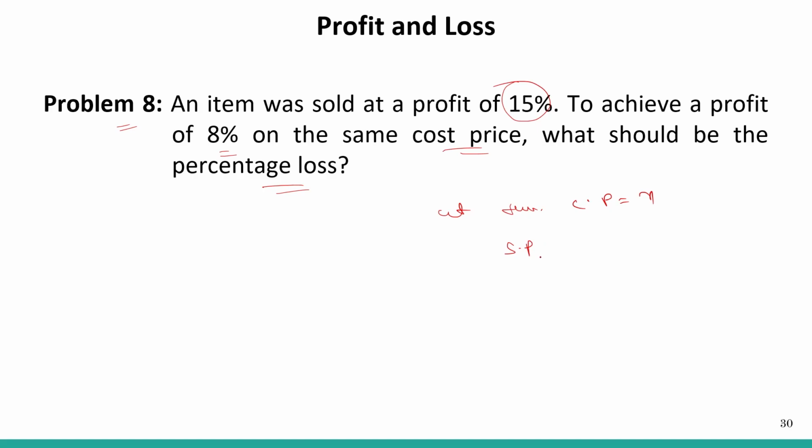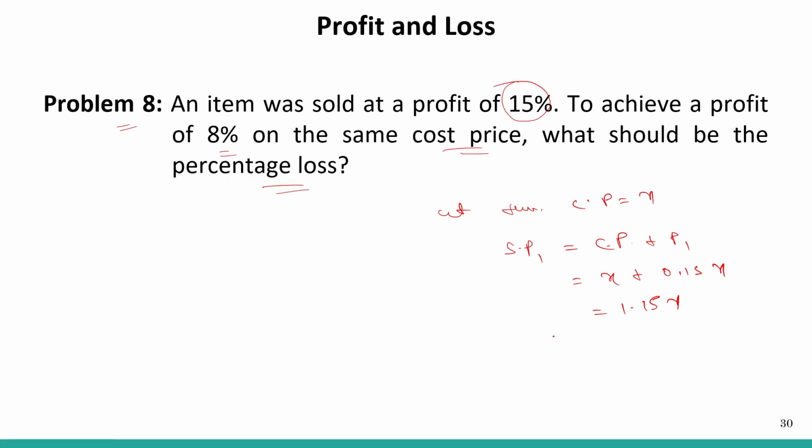So selling price 1 is equal to what? CP plus profit 1, right? So this is equal to X plus 0.15x, which is equal to 1.15x. That is the SP1, the selling price 1. So to achieve a profit of 8% on the same cost price, what should be the percentage loss?